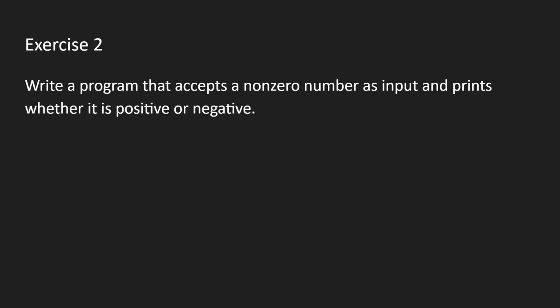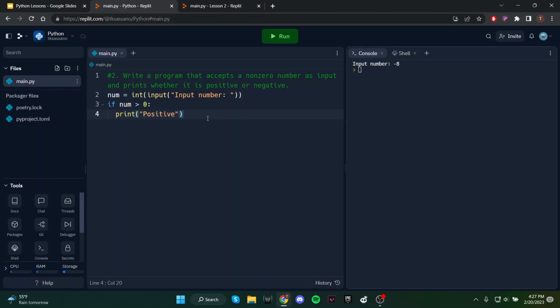Let's try out else statements by writing a program that accepts a non-zero number as input and prints whether it is positive or negative. So we'll just modify this code from before and use an else statement to print negative. So else, print that as negative. And this is a non-zero number. So let's put in a positive number again. We still get positive. But if we put in a negative number, instead of getting nothing, we get negative.